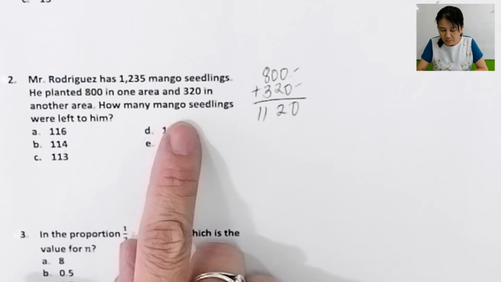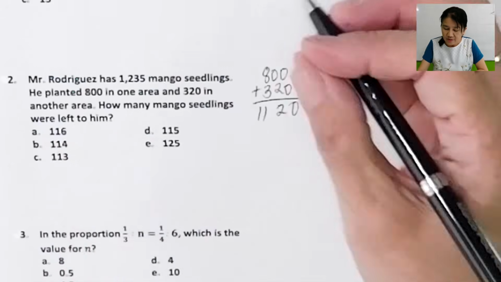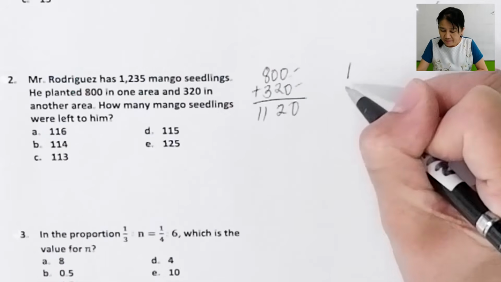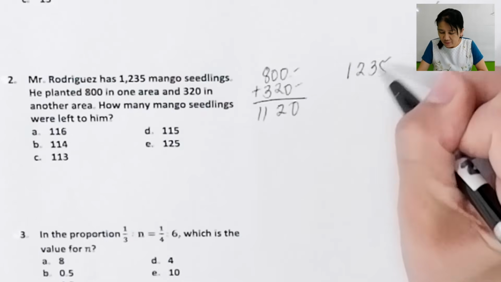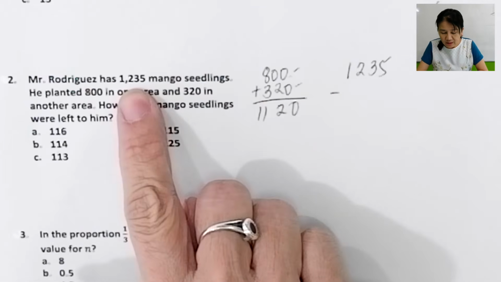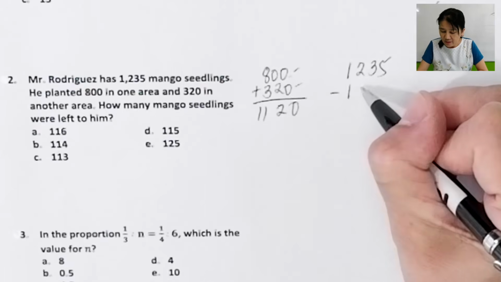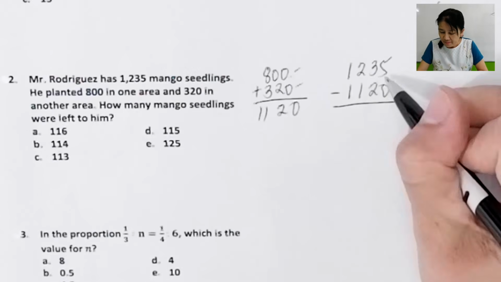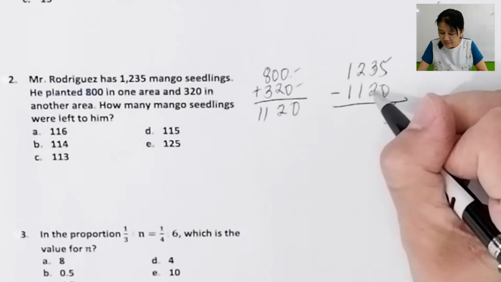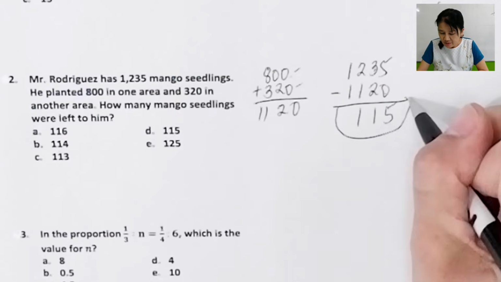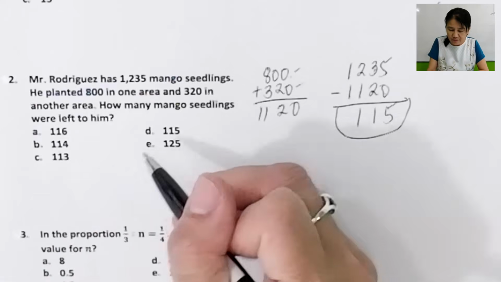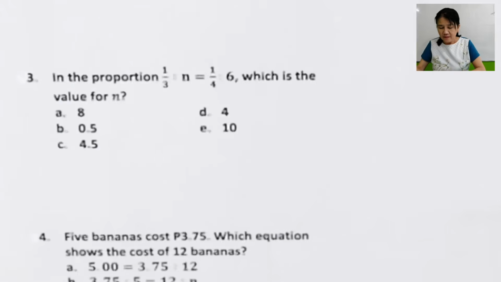How many mango seedlings were left to him? So we just subtract 1,120 from the total 1,235. 5 minus 0 is 5, 3 minus 2 is 1, 2 minus 1 is 1, 1 minus 1 is 0. So there were 115, letter D, mango seedlings left to him.